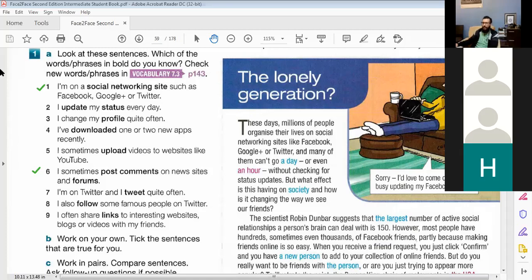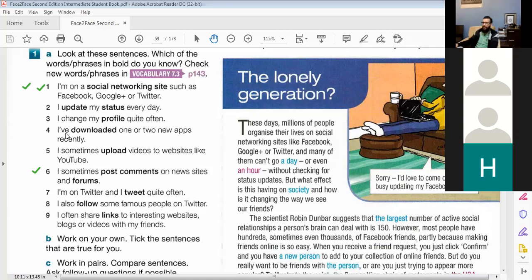Yeah. Okay. Let's see. What about you, Hajar? Which of these things do you do? Also, the first one, I'm on a social network. Okay. Facebook, Instagram, Snapchat. Okay. Do you update your status every day on Facebook? No. No.